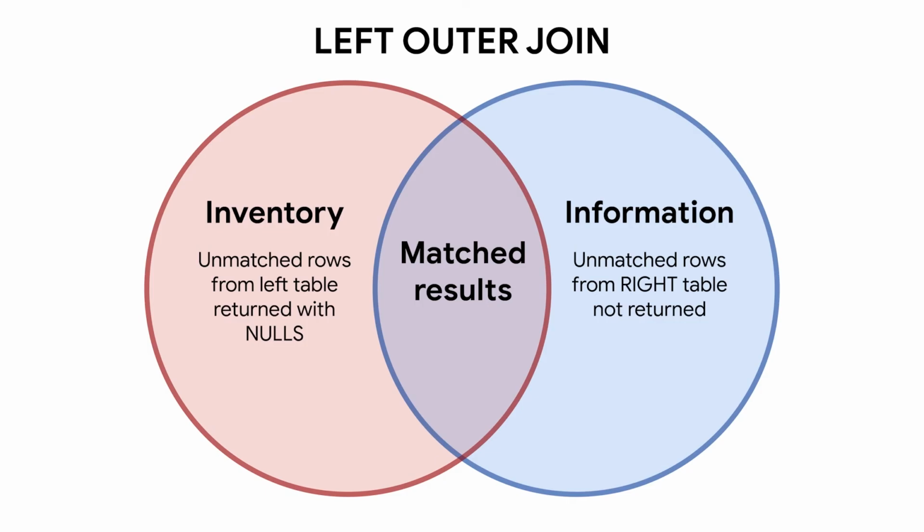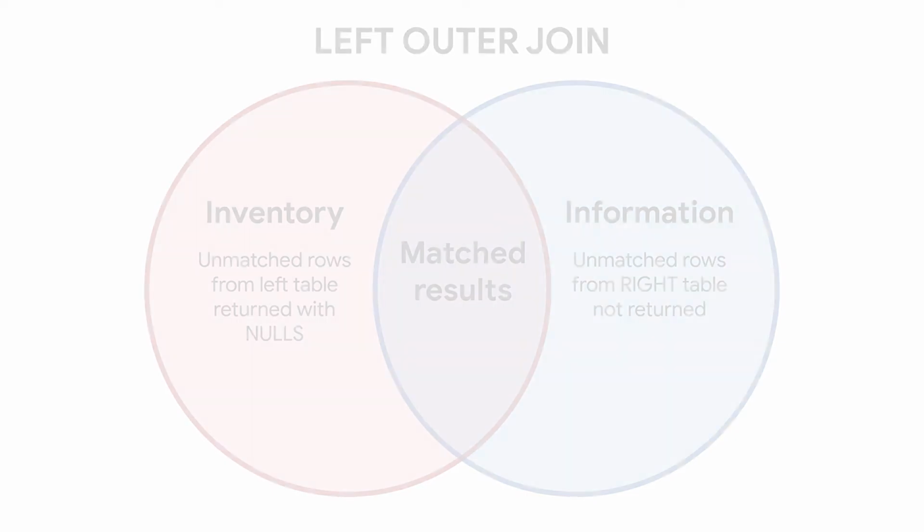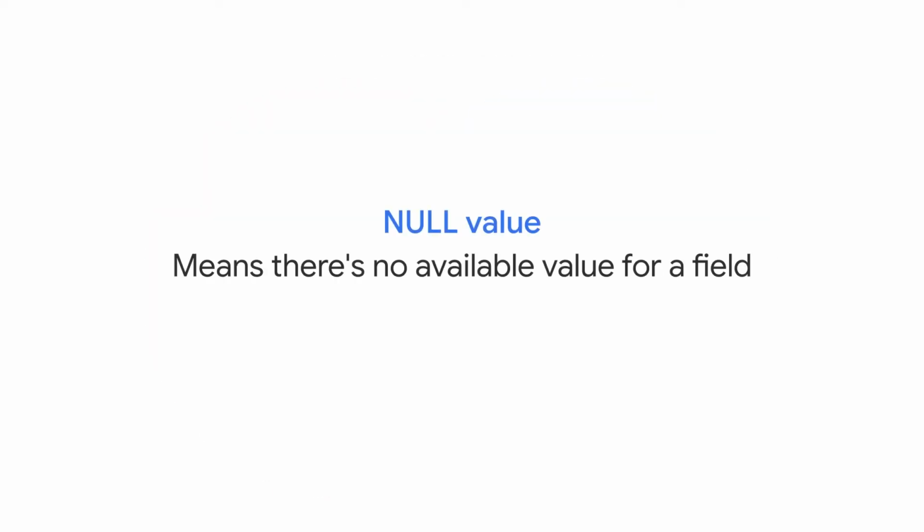The left outer join results in more rows being returned, including both matched and unmatched rows, but it also introduces a new challenge for Kinji. Some rows in the join table will have null values. The unmatched values in the inventory table are represented as null values in the join table. Let's explain what these null values are. A null value means there's no available value for a field. In the case of an outer join, a null means that no match could be found, so the value for that field is absent. Here's a pro tip.